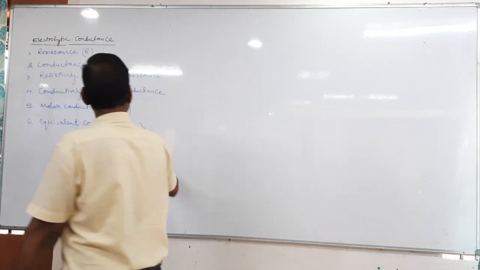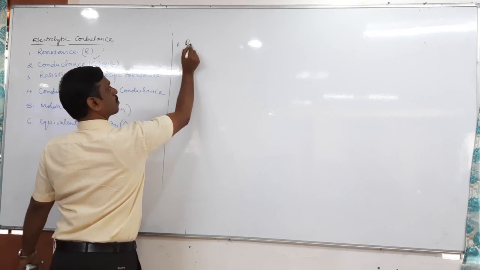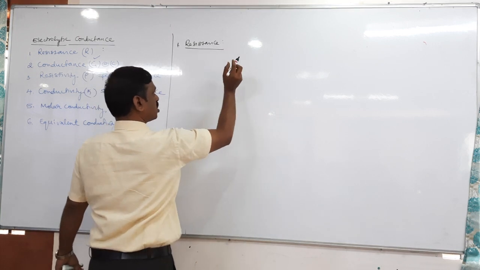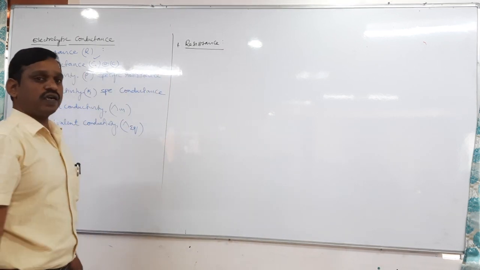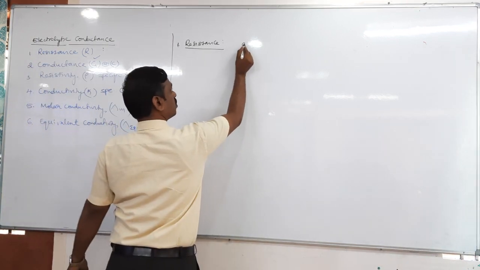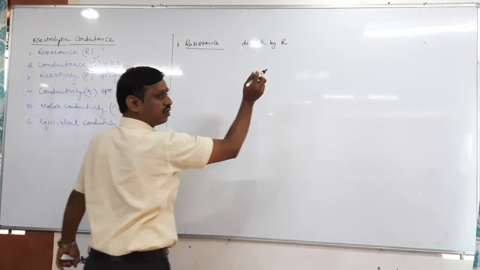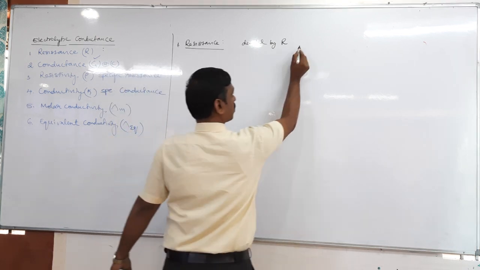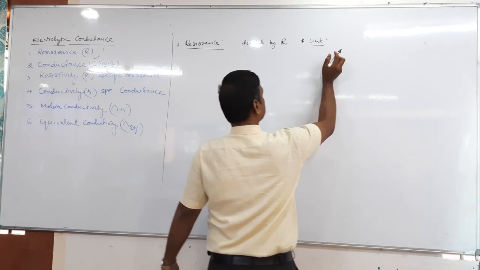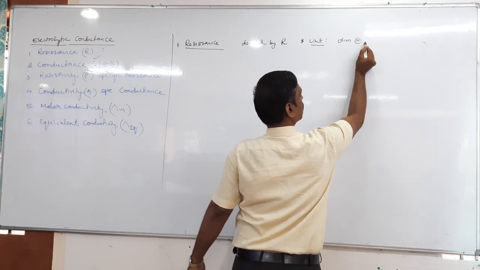First one, resistance. It is the property of the substance which opposes the flow of electric current, called resistance. It is denoted by letter R, and most important is the unit. What is the unit of this? It is the ohm.